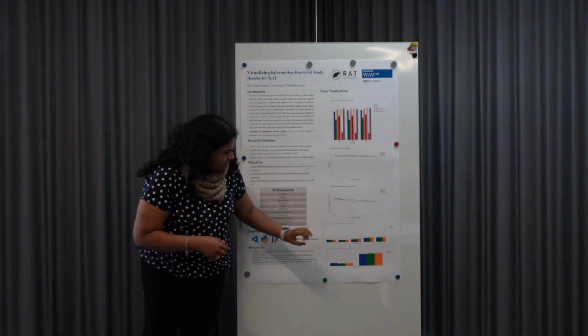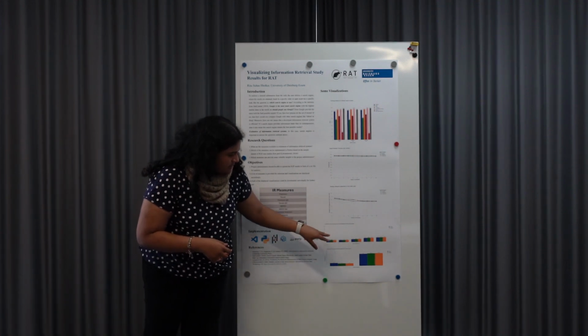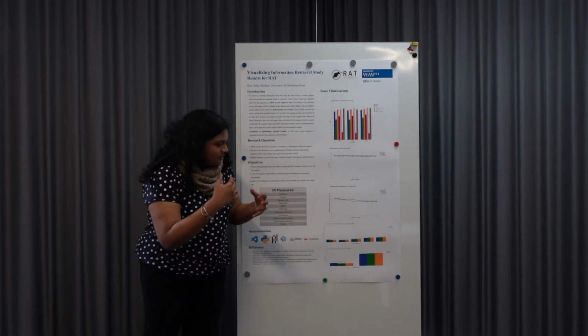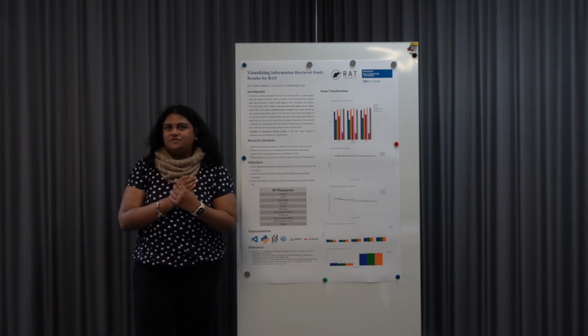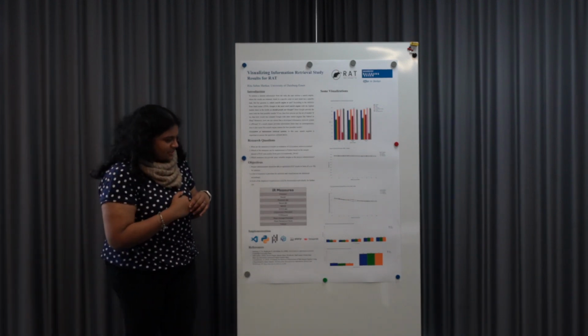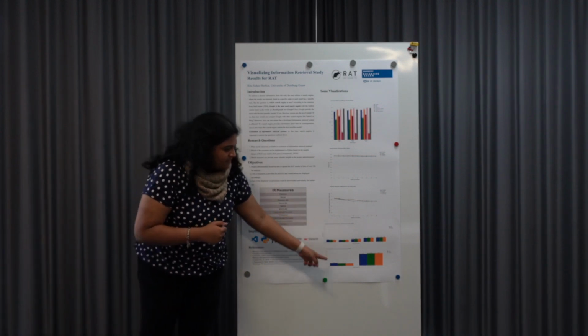Here, this information is translated in a different way. So for each scale value, for each search engine, what is the proportion of the results? This is what this graph tells us for the graded and the binary scale.